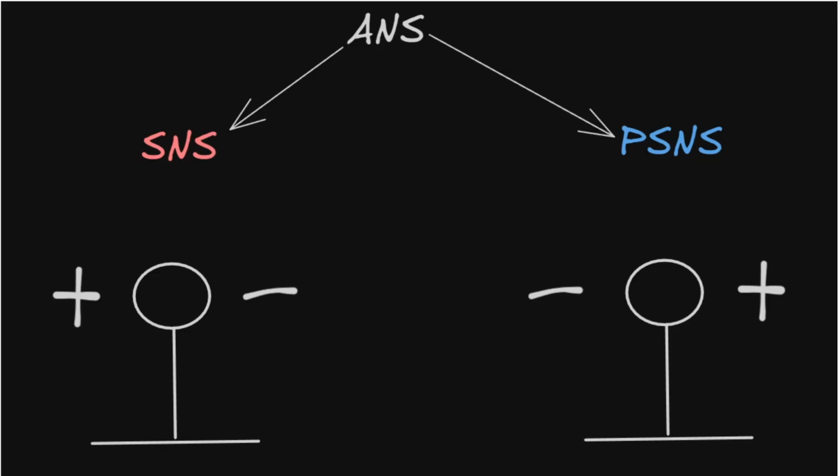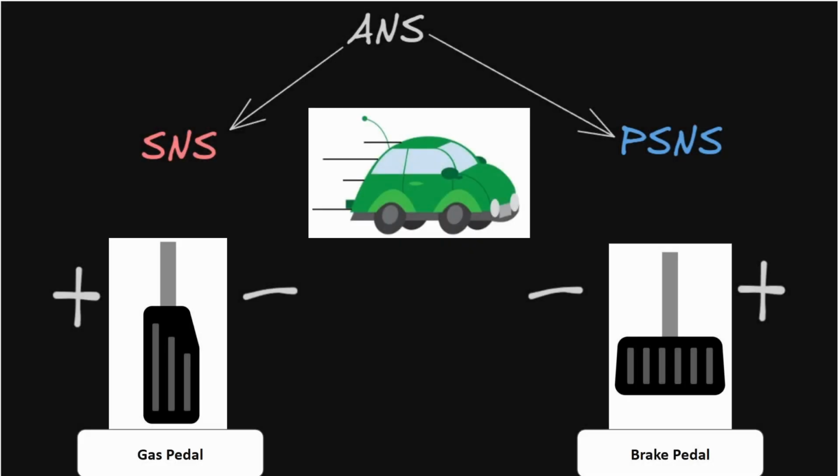Meaning if I agonize my sympathetic nervous system, I'm going to get bronchodilation. But if I agonize my parasympathetic, I'm going to get bronchoconstriction. Which means if I want bronchodilation, I have to agonize the sympathetic and then what? Antagonize the parasympathetic. That's a DuoNeb.